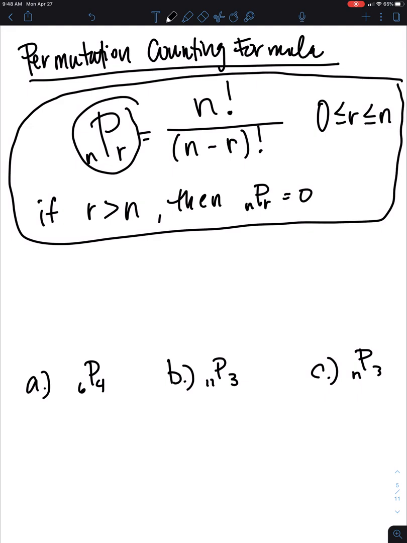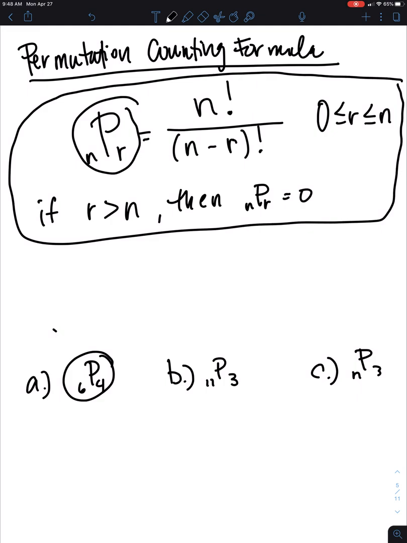All right, so here are some without any words. You don't have anything like that. No words, no pizza, no nothing. Okay, so here's the first one. You've got a permutation of 6 objects taken 4 at a time.